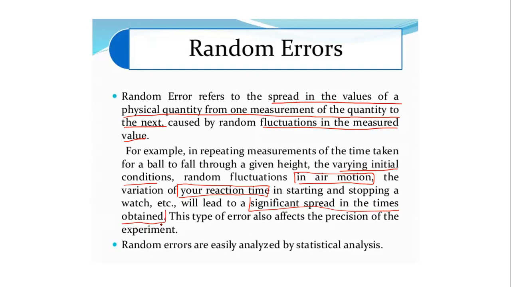So if your dependent variable here is time, you are measuring time, right? Then this measured time will definitely depend upon the motion of the air or your reaction time, right? So these parameters, which may change from reading to reading, will come into your reading as random errors. Now what more about random errors? Random errors are easily analyzed by statistical analysis.